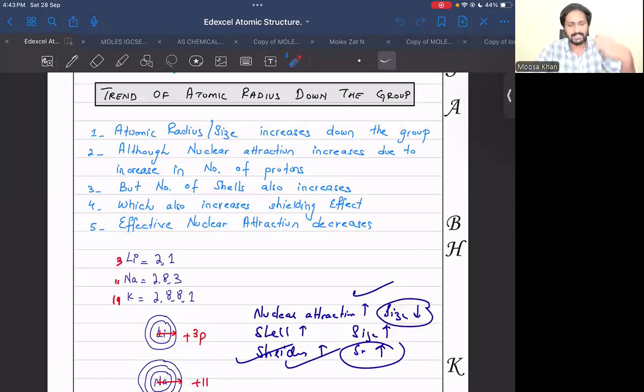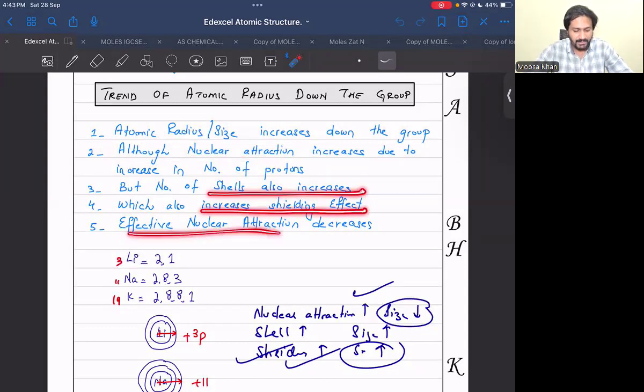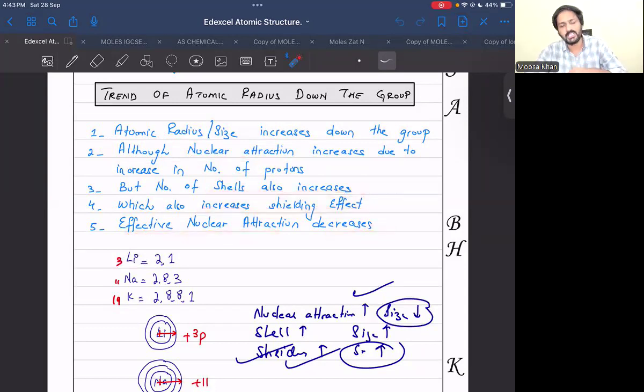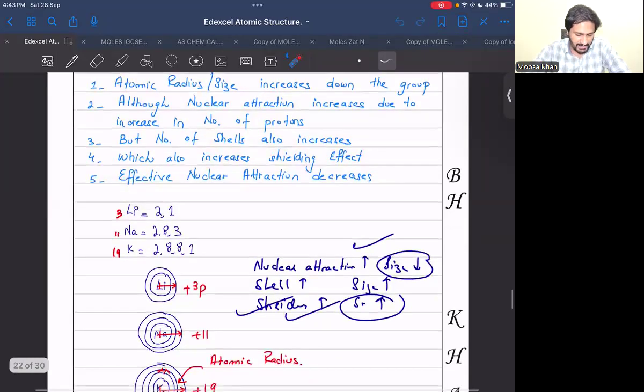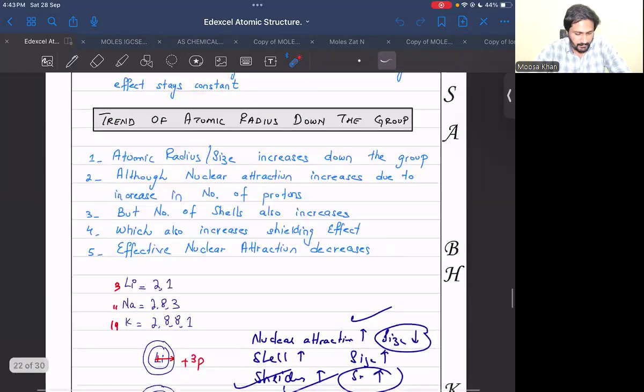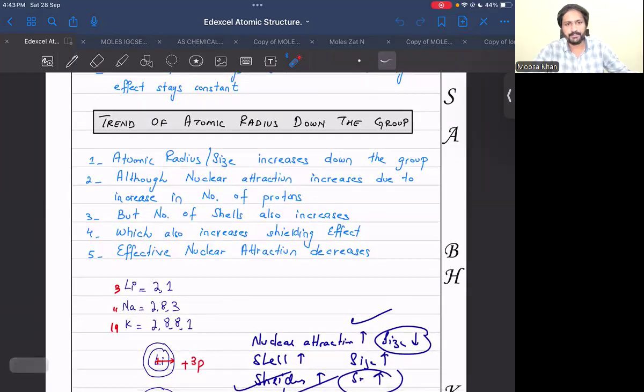So how do you formulate this answer? Atomic size increases down the group. Although nuclear attraction is increasing, with it the number of shells is also increasing, which increases the shielding effect. So effective nuclear attraction decreases. What does effective nuclear attraction mean? The resultant force that we were talking about in the last class. As nuclear attraction is increasing, but shielding is also increasing, the resultant nuclear attraction basically decreases. So in place of resultant, we use the word effective nuclear attraction in chemistry. Getting my point? So far, so good.